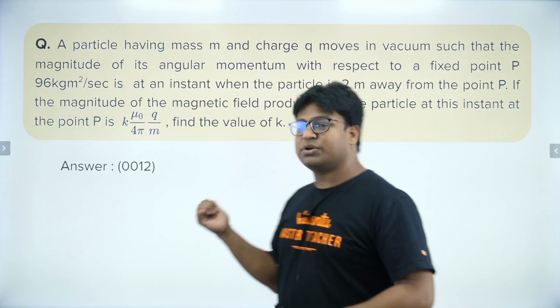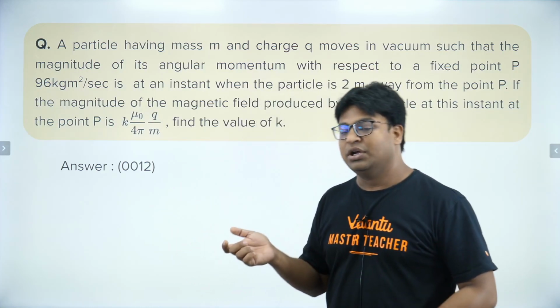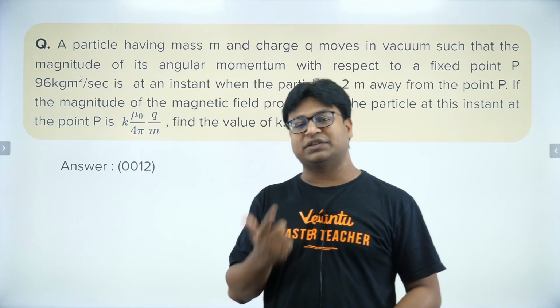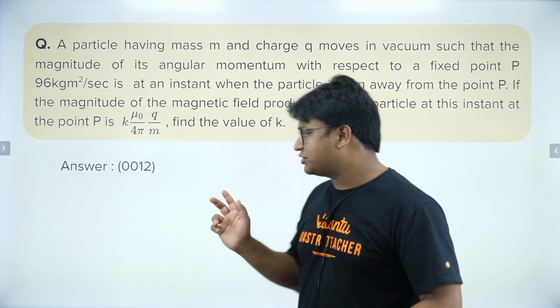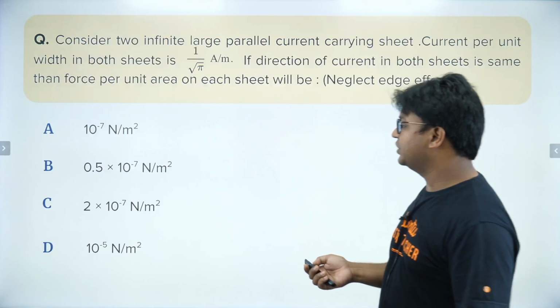So in this question, we were supposed to use the expression for angular momentum to know the product of r cross v, and then the value of this product is to be substituted in the Biot-Savart law expression. All right, so let's move to the next one now.